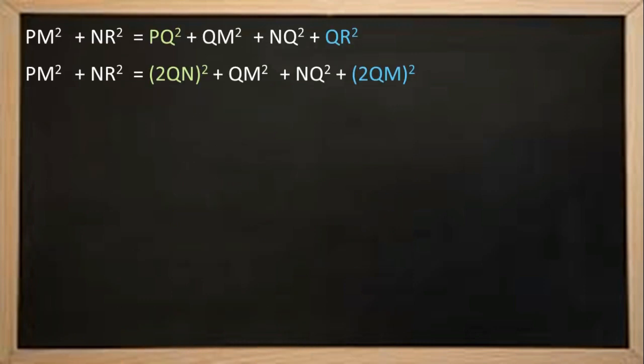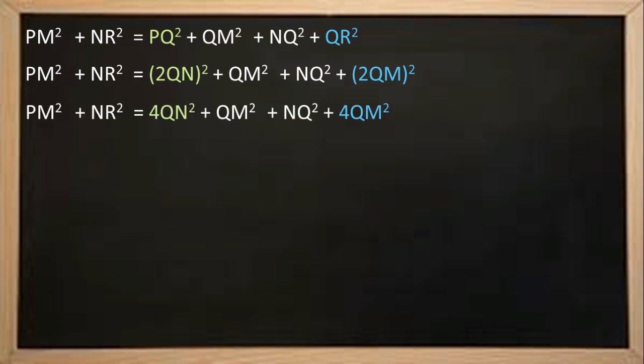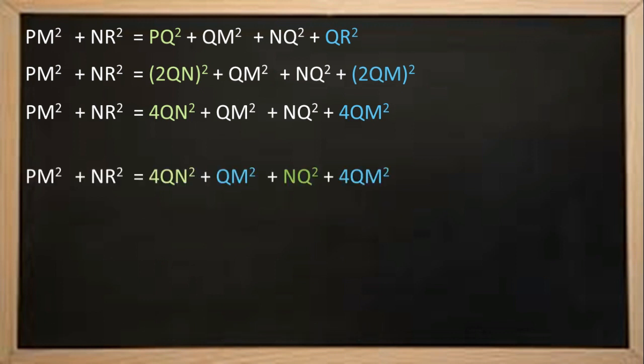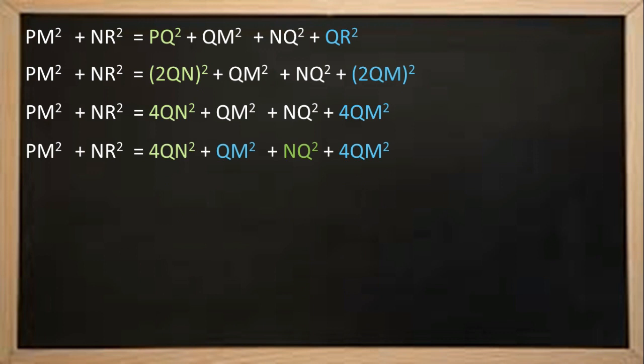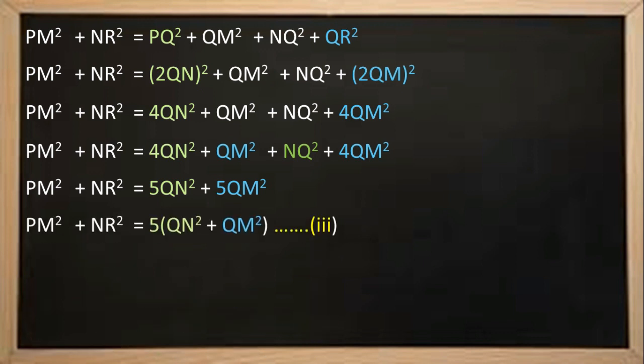After substitution, you can find that 2QN whole square will be 4QN square and 2QM whole square will be 4QM square, and the remaining terms remain the same. In the diagram, there is one more term with QN or NQ, both are one and the same. 4QN square plus NQ square will be equal to 5QN square. In a similar manner, QM square plus 4QM square will be equal to 5QM square. So hence take out 5 as a common factor. We are going to get the result PM square plus NR square is equal to 5 into QN square plus QM square.